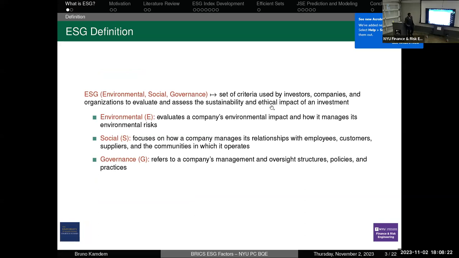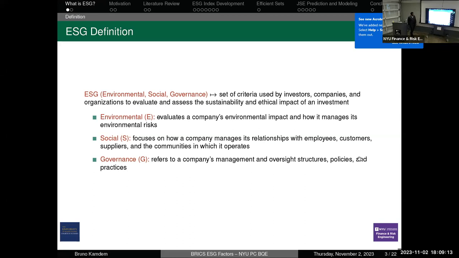So what is ESG? Many people always ask that question. In America, maybe many don't know what it is, but in Europe, in China, many know what it is, right? It's a set of criteria used by investors and companies and firms to evaluate and assess the sustainability and ethical impact of an investment. That's what ESG is. Even of your day-to-day activity, are you promoting those values related to the E, environmental, to the S, social, and to the G, which is governance, right? So that's what ESG is.